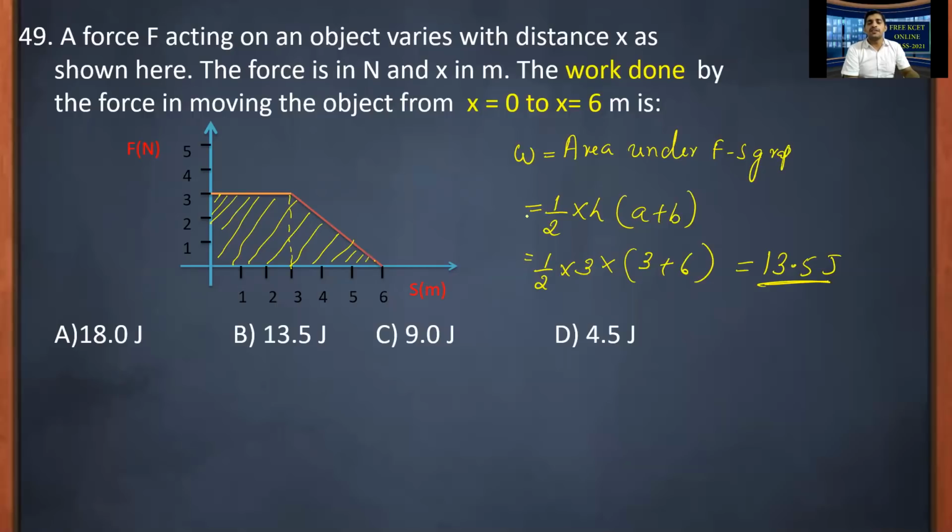If you don't remember this formula, then you can divide this area into 2. That is, the area of one square comes, then the area of this rectangle or the triangle comes. Then you can add the area of the rectangle or the square plus the area of the triangle. You'll get the same answer of 13.5.